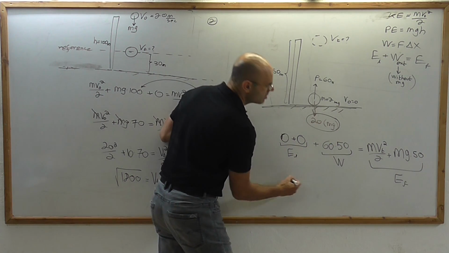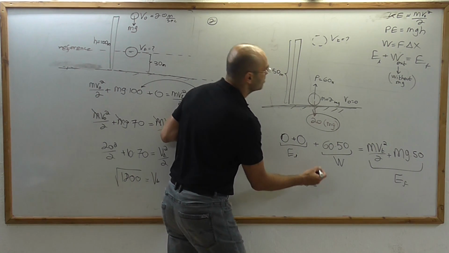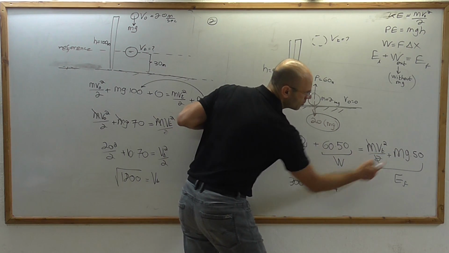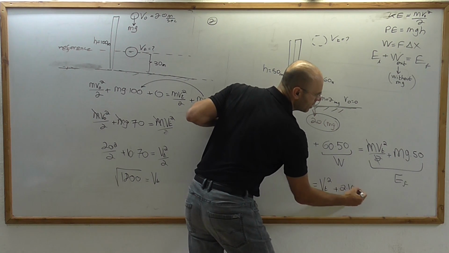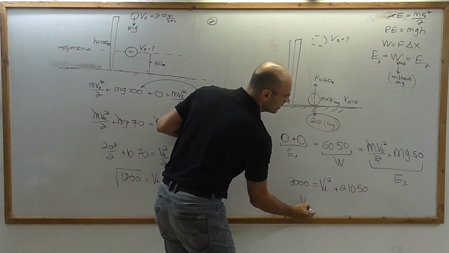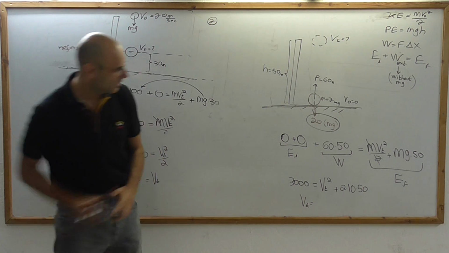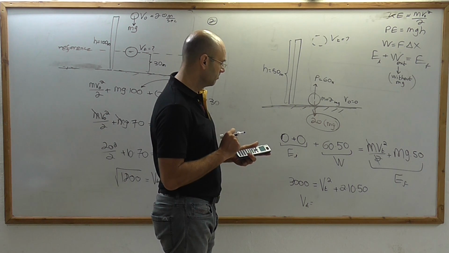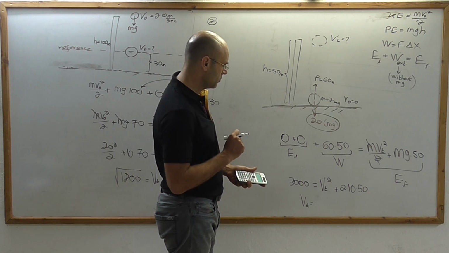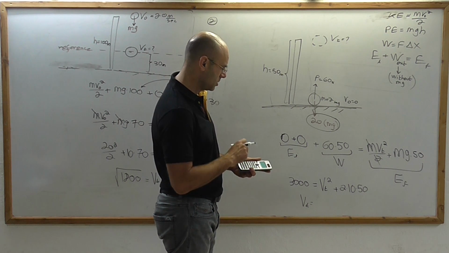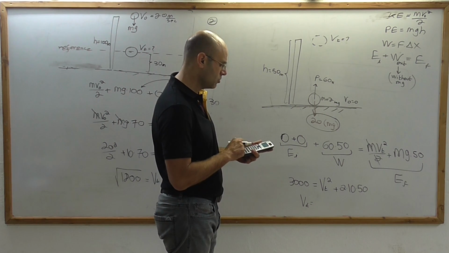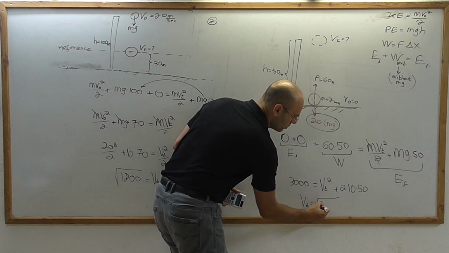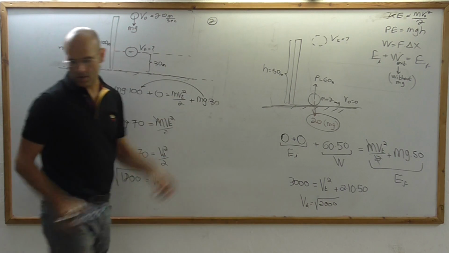Let's solve it. This is 3000 equals, m is 2, so this goes v final squared, plus 2 multiplied by g, 2 multiplied by 10 multiplied by 50. So v final will be 3000 minus 2 multiplied by 10 multiplied by 50, which is the square root of 2000. This is the velocity there.